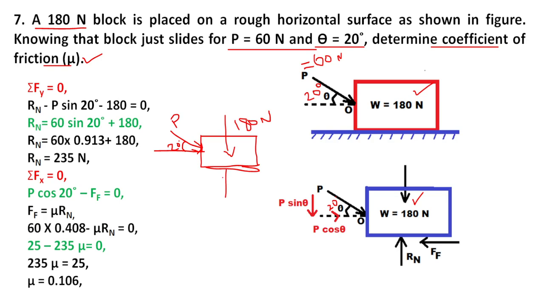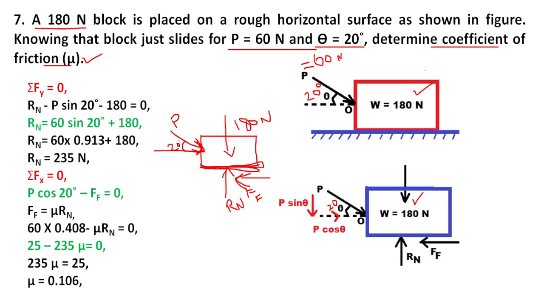Opposite to it is the reaction force, Rn, the normal reaction force. Next is the force P, which we apply forward. The frictional force between the surface and the block acts to resist the motion of the block when P is applied. It is opposite to P. This is the frictional force FF in the backward direction.